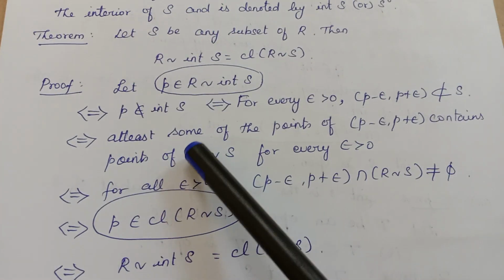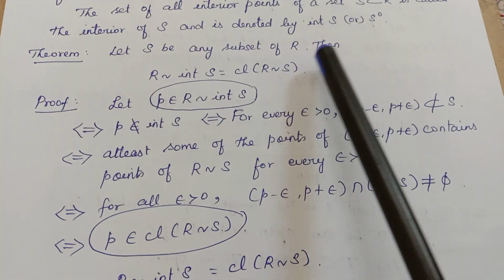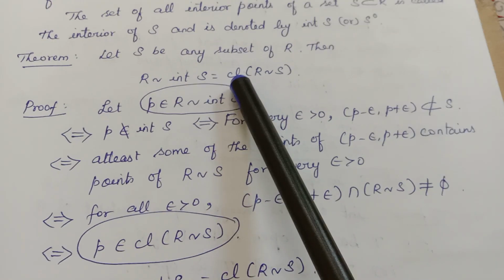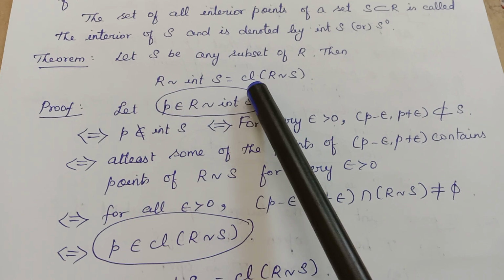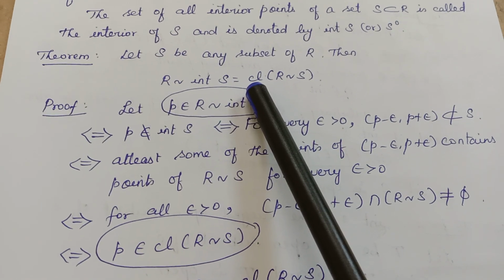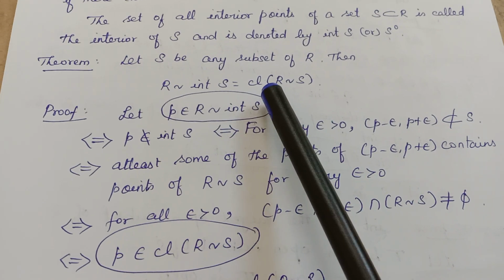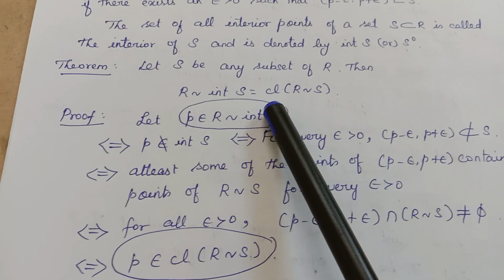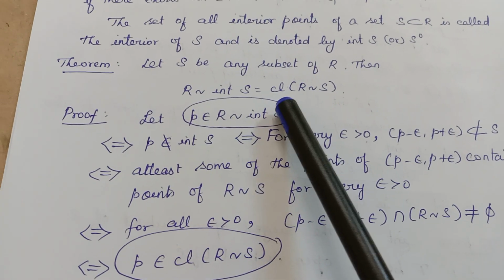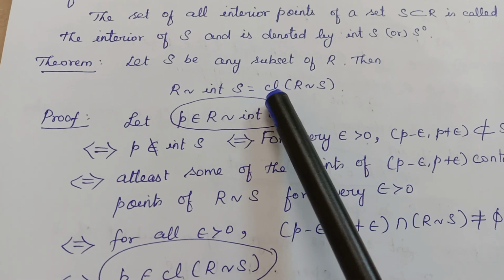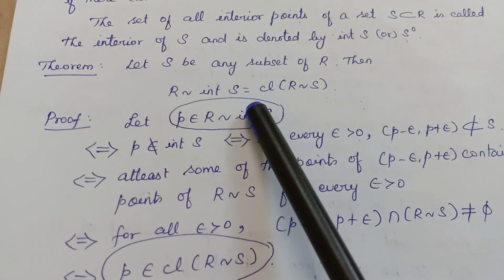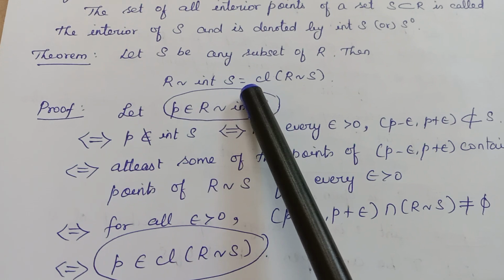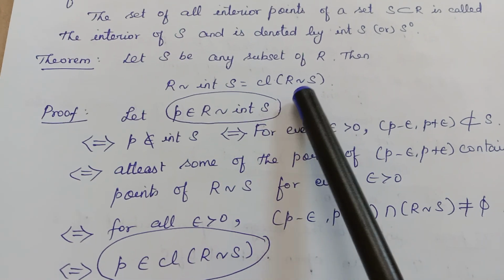Okay, so this is the definition. With this definition, let's start with the theorem. Let S be any subset of R. Then R minus interior of S is equal to closure of R minus S. What do you mean by closure of a set? Closure is nothing but the collection of all adherent points of the set. What do you mean by an adherent point? A point is said to be an adherent point if every neighborhood of the point contains a point of S. All these things I have covered in the previous video, so you can go through that video to get a clear idea about closure. So here, what we are going to prove in this theorem is that R minus interior, that is the complement of the interior, is equal to the closure of the complement of the set.